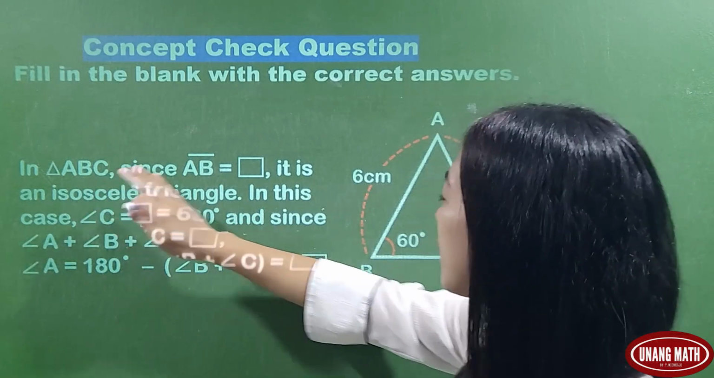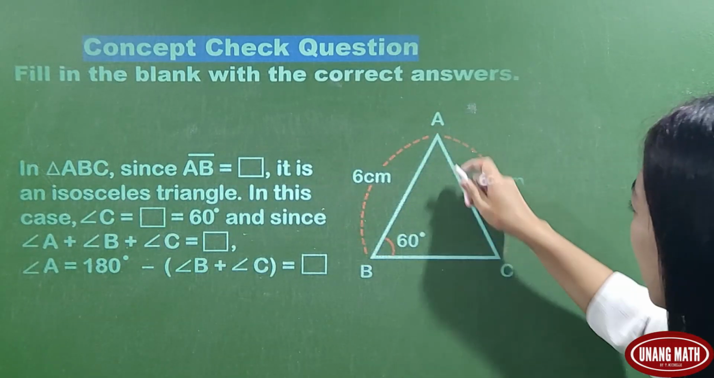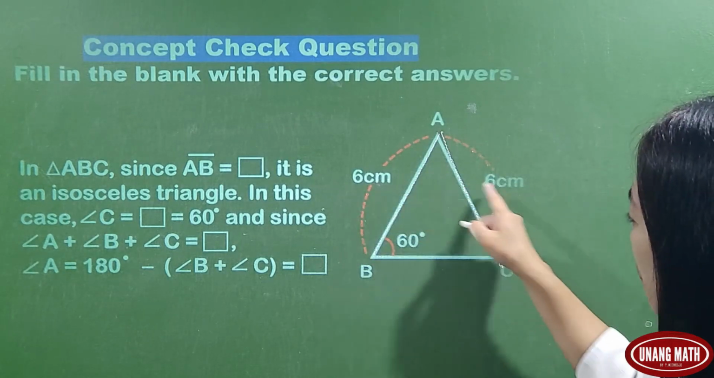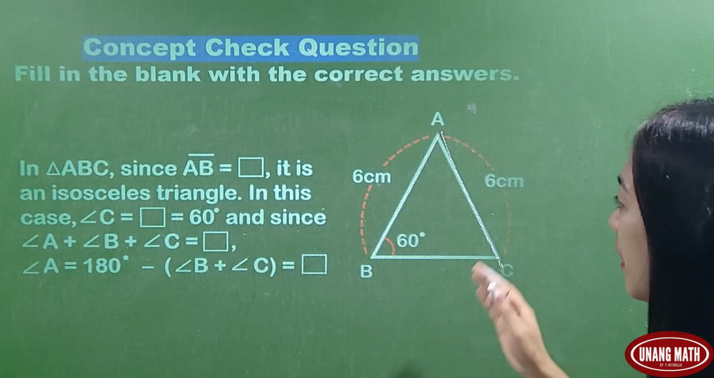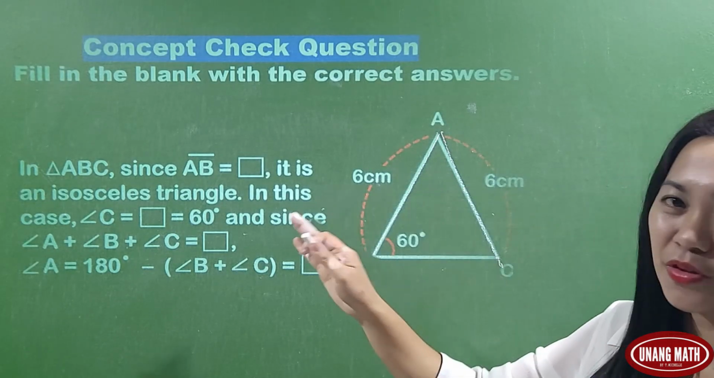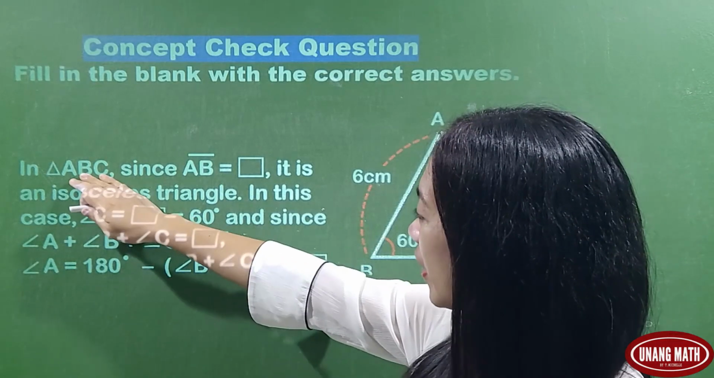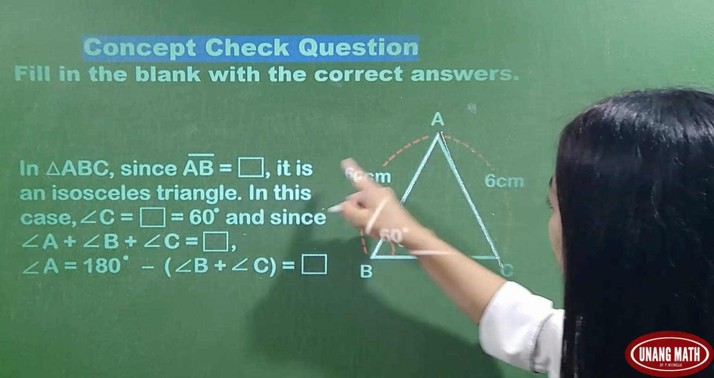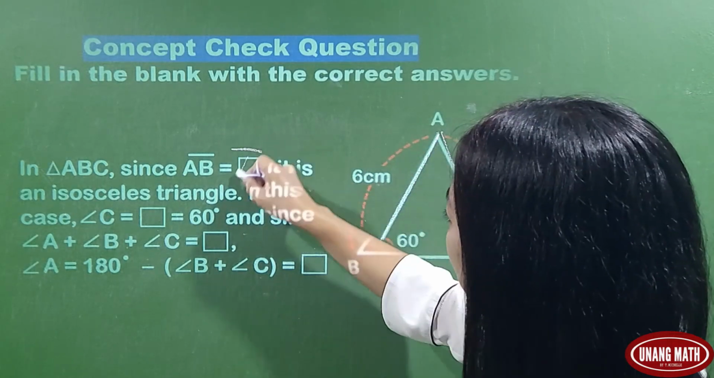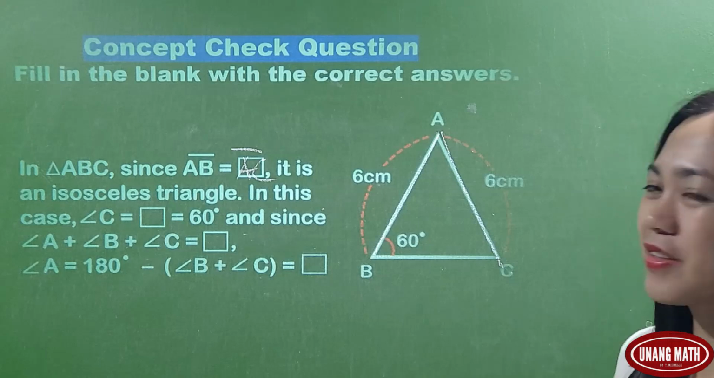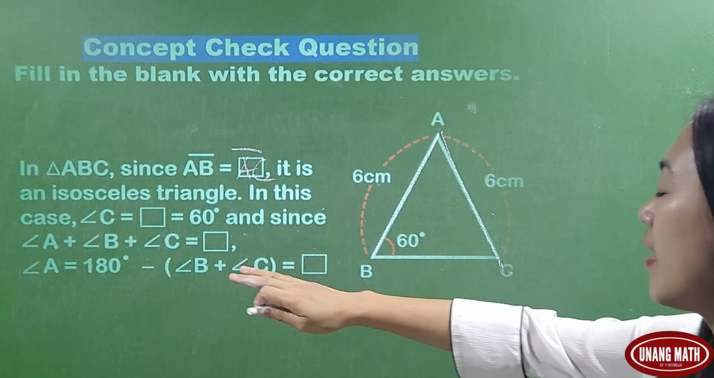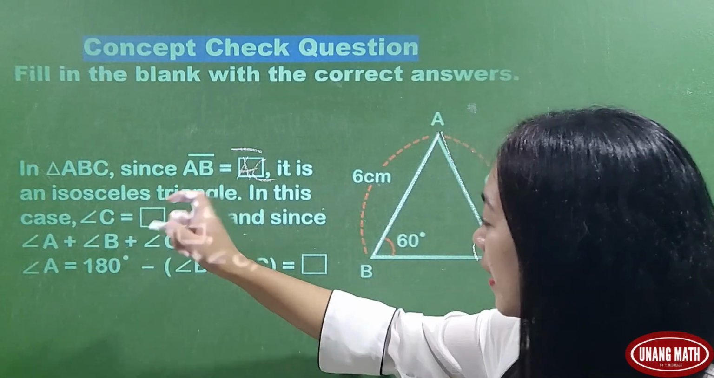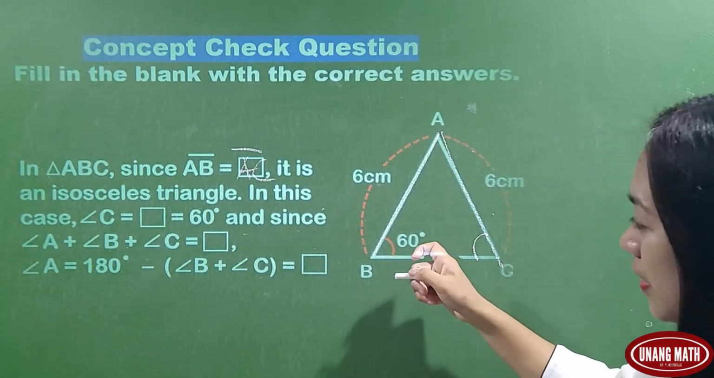In triangle ABC, as you can see, this side is equal to this side because both are 6 centimeters. It means this triangle is an isosceles triangle. So in triangle ABC, since segment AB is equal to segment AC, then this is an isosceles triangle. So in this case, angle C, or this angle, is equal to blank, is equal to 60 degrees.